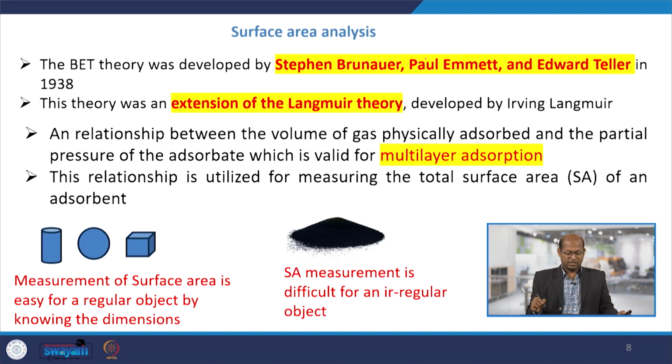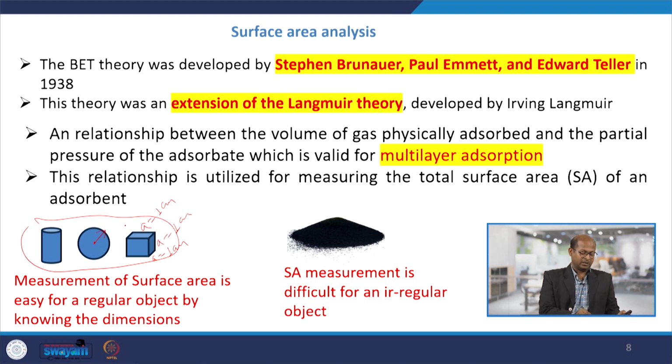So, let us say we have this type of object, a regular object. With the help of a scale we can measure the side, let us say 1 centimeter, this side is 1 centimeter, and this side is also 1 centimeter for a cube. And for a spherical object, we can know the radius, let us say 5 centimeters, and for a cylinder its radius equals 2 centimeters and length equals 10 centimeters.